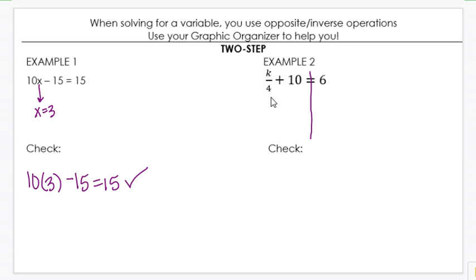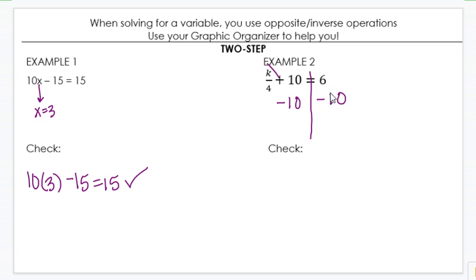So then we say, okay, is there anything to combine? And no, we can't combine anything on this side, and we can't combine over here either. So do we have variables on both sides? No, we only have variables on the left. So then, are there any constants? And yes, we have this plus 10. So we're going to get rid of the plus 10 by doing minus 10.